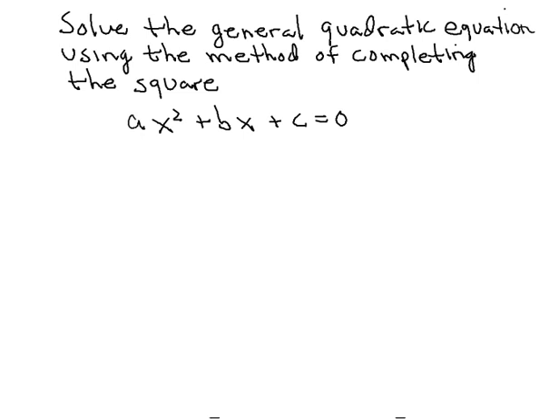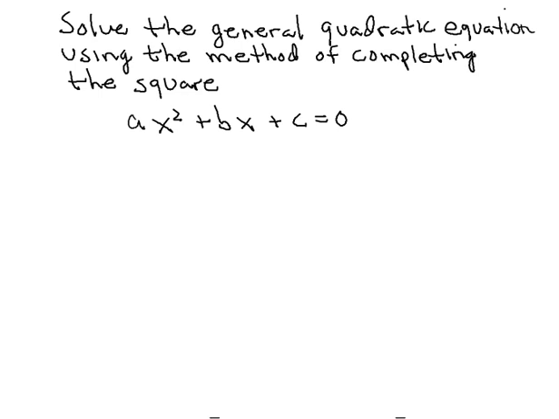Now at this point, I trust that you're comfortable solving a quadratic equation that contains an x squared and an x term by using the method of completing the square. Now what we're going to do next is to apply that method to the general quadratic equation, ax squared plus bx plus c equals 0. And that will then lead us to a very important and useful formula called the quadratic formula.